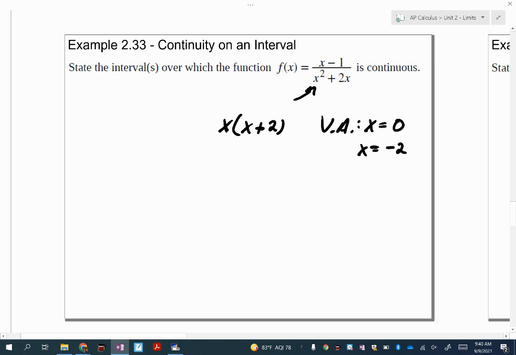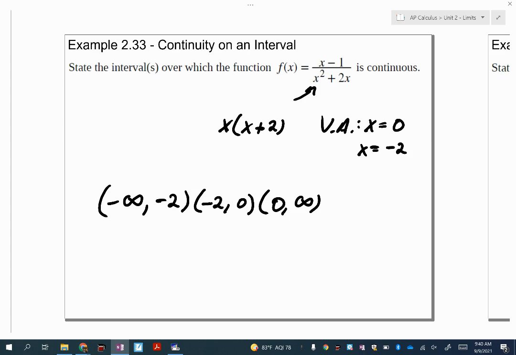So it's going to be continuous on its entire domain, which is negative infinity to negative 2, negative 2 to 0, and then 0 to infinity. All right, so let me show you the graph of this, and you can see that we'll have those pieces where it is continuous over this entire domain of this function.